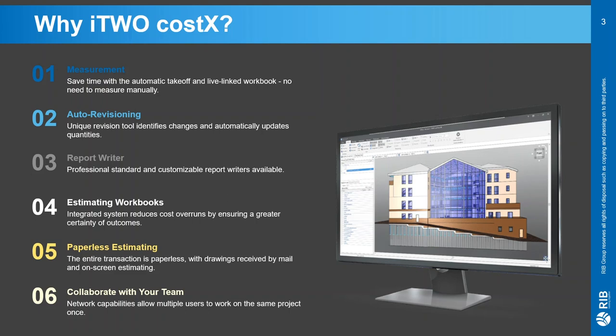In addition, a report writer is integrated in the solution, allowing reporting from within the program where you can output marked up drawings and customize estimate reports or bills of quantities. Finally, iTWO costX is a paperless estimating solution that in a network client configuration allows you to work on the same project within your team.